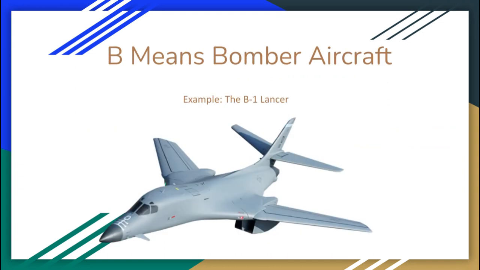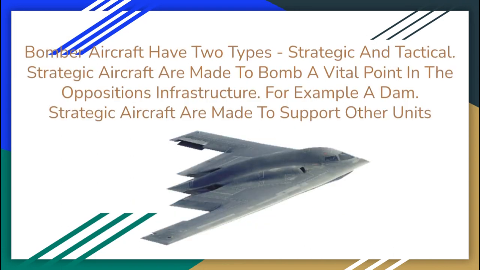B means a bomber aircraft, and my example is the B-1 Lancer. Bomber aircraft have two types: strategic and tactical bombers. Strategic aircraft are made to bomb a vital point in the opposition's infrastructure, for example, like a dam or something. If they destroy that, then water's gonna go everywhere basically. And tactical aircraft are made to support other units, like ground troops or air troops.